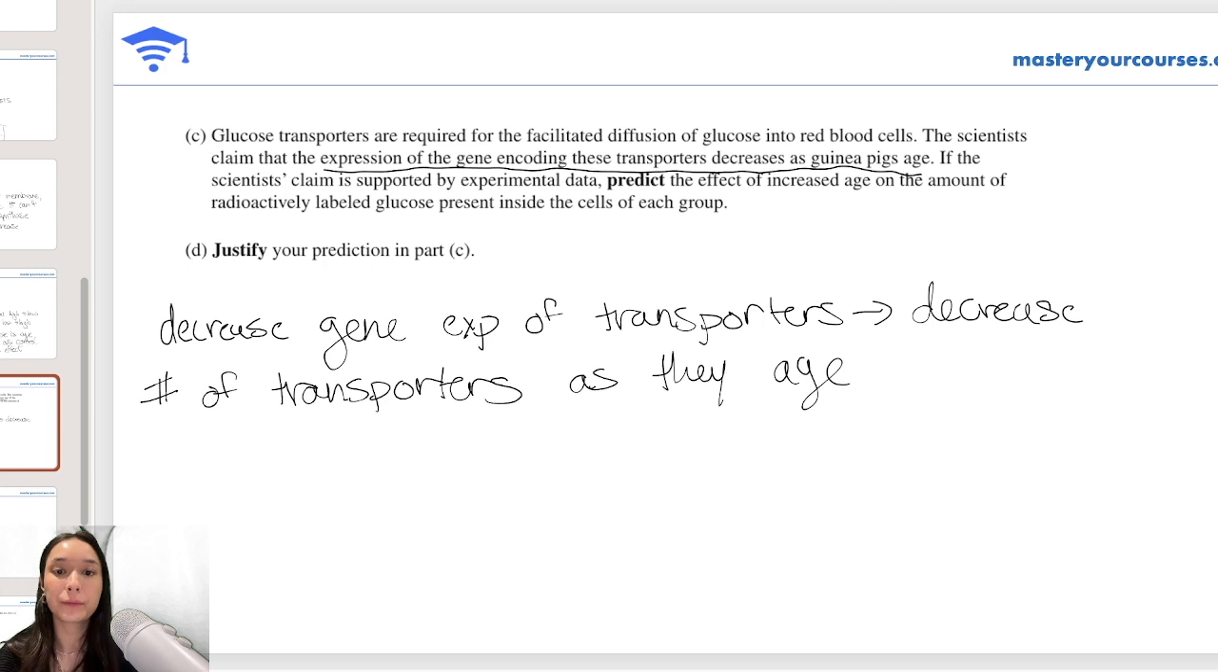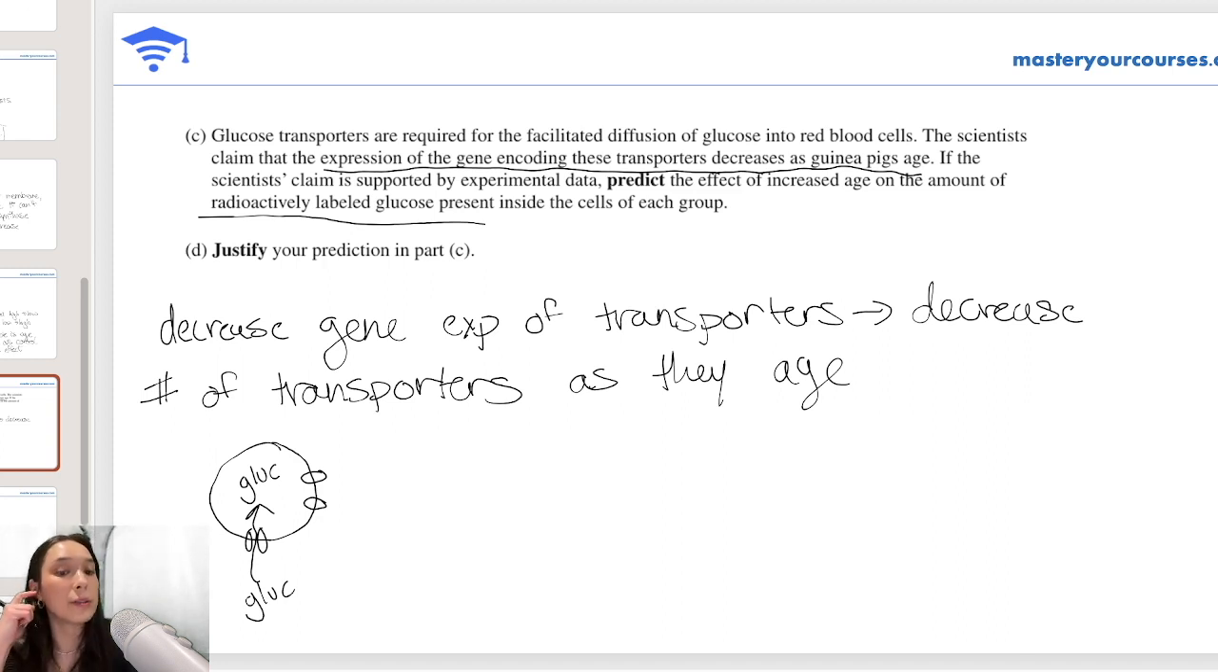So they're asking you to predict the effect of increased age on the amount of radioactively labeled glucose present inside the cell. So you've got your red blood cells here, and then you've got your transporters here. If it's an older guinea pig, it would have fewer, and if it was a younger guinea pig, it would have more. And it's saying that the glucose is being taken up into the cell, so the glucose is going from here into here. Now, if there are fewer transporters, you would have less glucose inside the cell, just because there's less things taking it in. So if you decrease gene expression of transporters, you decrease the number of transporters as they age.